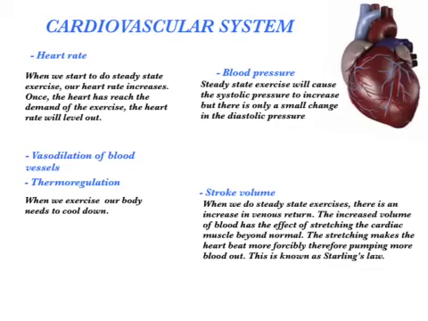As a result of steady state exercise, the blood pressure will increase. This will cause the systolic pressure to increase, but there will be only a small change in the diastolic pressure. When we exercise, our body needs to cool down. This is where thermoregulation occurs. Our blood vessels will dilate and more blood will be able to pump out to the surface of the skin and to the working muscle to cool it down.